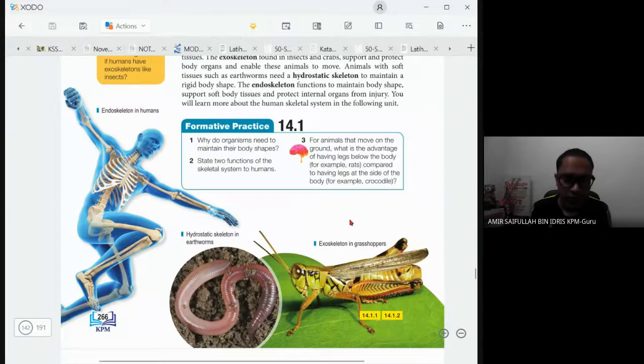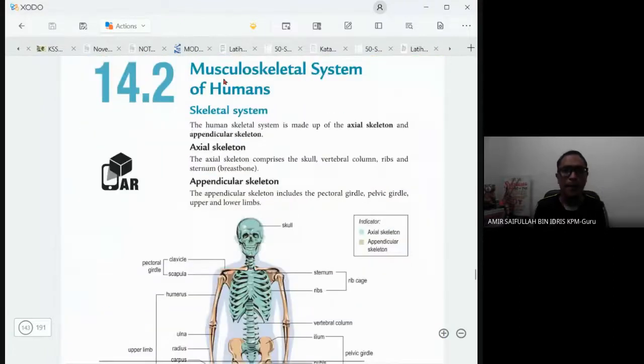So we go to 14.2. Okay, muscular skeletal system of human. Kalau kamu tengok nama dia muscular. Muscular tu maksudnya muscle. Okay, muscle, otot. Okay, all our muscle. Plus the skeleton. So these two system, our muscle and our skeleton, they give the support for our movement and our body lah. Right? So muscular skeletal system of human.